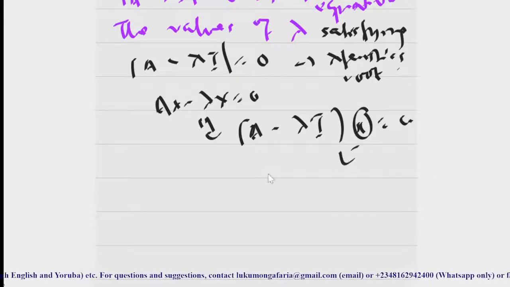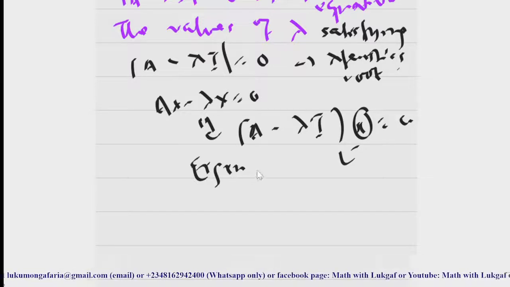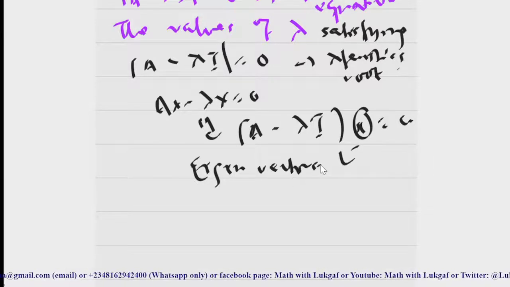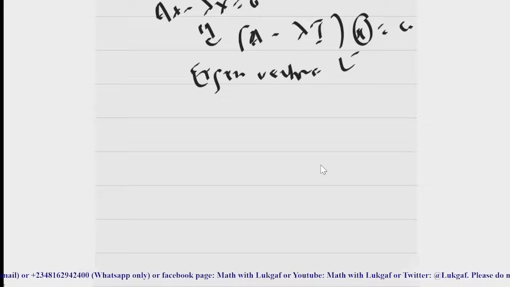The non-trivial values of x here are known as what? When you solve it and you obtain non-trivial values of x, then you have your eigenvector. So if that is clear, let me give you an example to back it up.